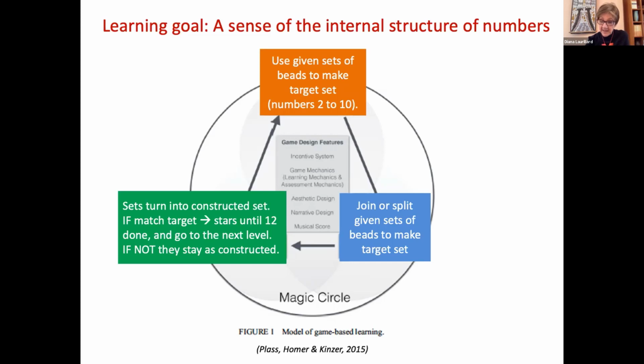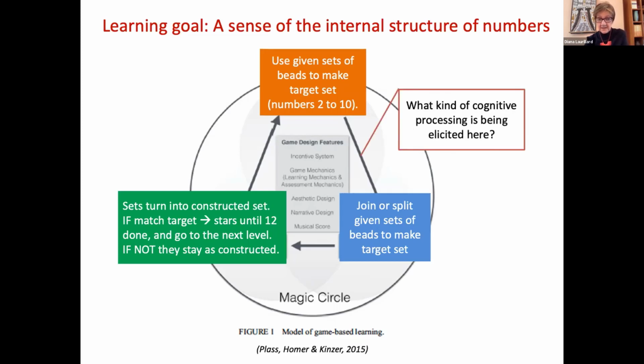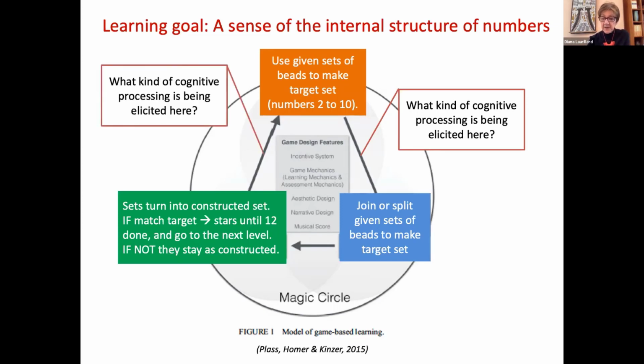So the game designer has to ask, what kind of cognitive processing is being elicited here, first of all, when the learner is presented with the challenge, and then when they receive the feedback and have to do something with it. So let's look at how those features work in the context of a specific constructionist game. And this one is called Number Beads.